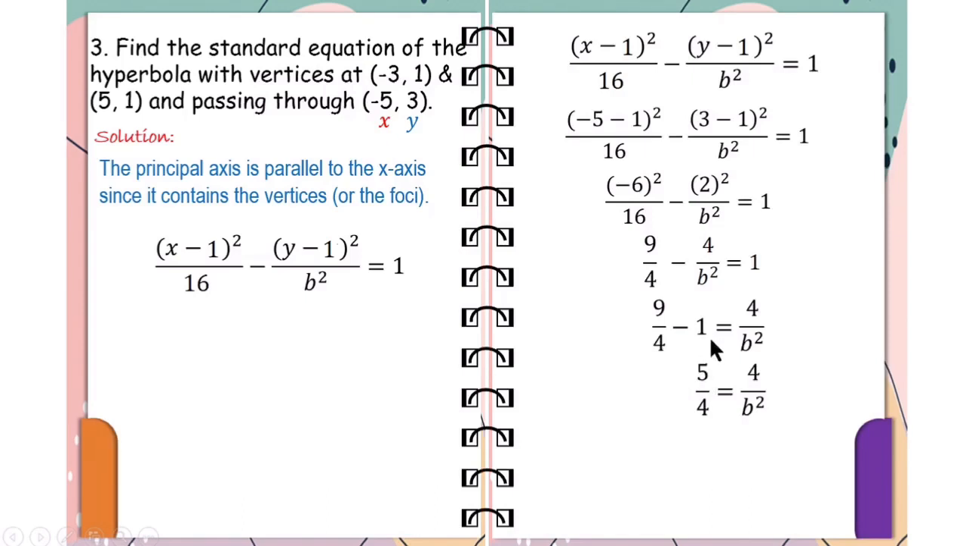Next, we cross-multiply. 5 times b squared is 5b squared, and 4 times 4 is 16. Divide the equation by 5, so b squared is 16 over 5. Thus, we replace b squared by 16 over 5. And this is now the standard equation of the hyperbola.